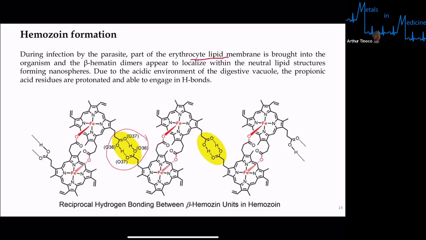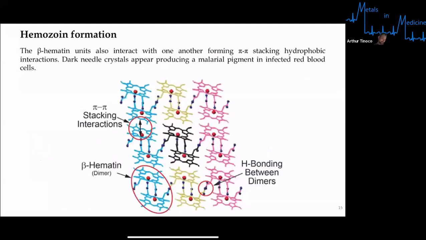And so apparently something that enables this to basically catalyze the process is the presence of the erythrocyte lipid membrane. So that's basically the red blood cell, part of it gets broken down and internalized, and that gets used to take advantage of the lipid group to facilitate the formation of this process of basically polymerization. And so this, coupled with the acidic environment of the digestive vacuole, allows for this to propagate.